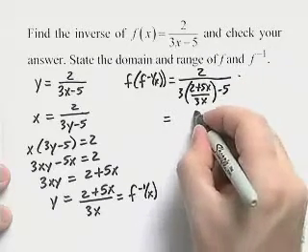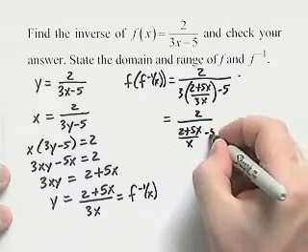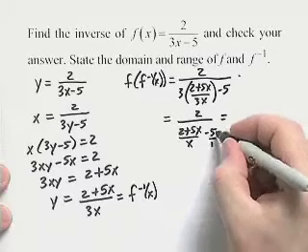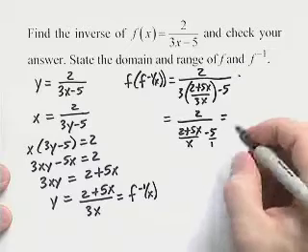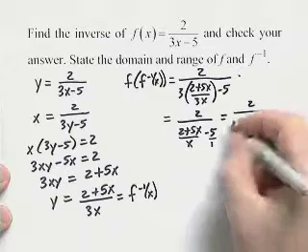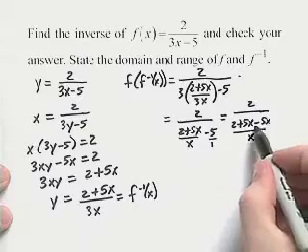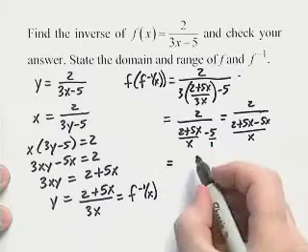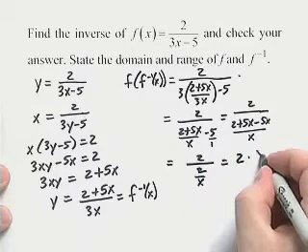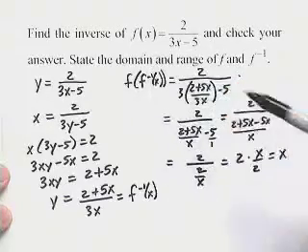Threes will cancel, so we'll have 2 divided by 2 plus 5x over x minus 5. If we get a common denominator, think of this as 5 over 1, we need to multiply the top and bottom here by x. And so we'll have 2 divided by 2 plus 5x minus 5x over x. 5x's are going to cancel. That's going to leave us with 2 divided by 2 over x, which is 2 times x over 2, which is equal to x. So we've shown that f of f inverse is equal to x.